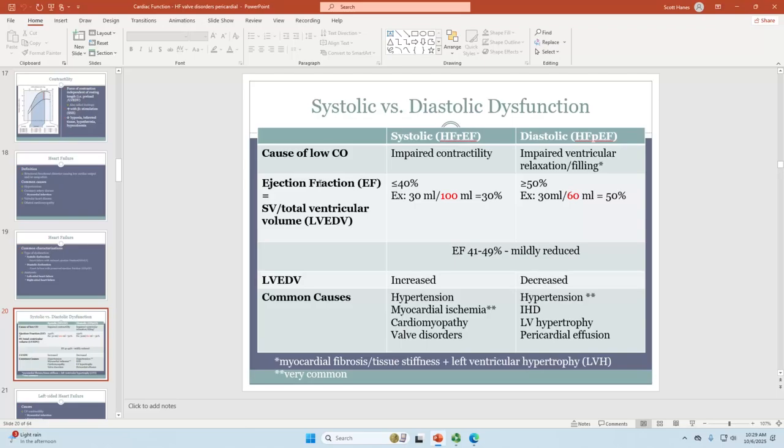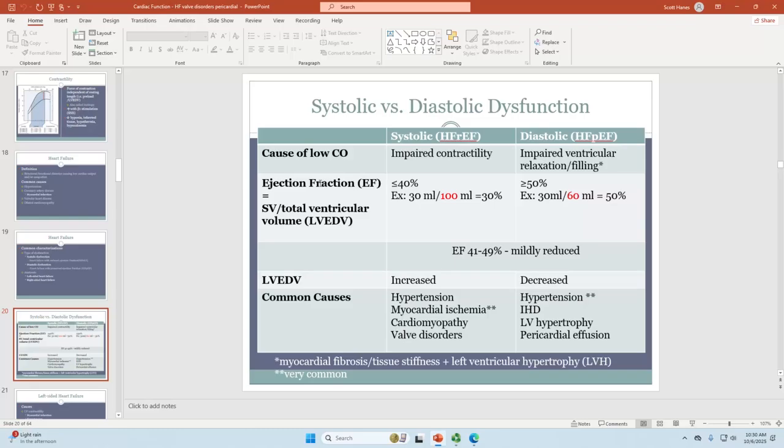Yes? You said for the diastolic dysfunction that the stroke volume will be the same? Yep. In this example, it doesn't have to be exactly the same, but in this example, stroke volume, what's being pumped out by each beat, is 30 mLs. However, the beginning volume in systolic was 100, so it's only pumping out 30%. In the diastolic dysfunction, it's pumping out 30 mLs, but its beginning was 60. So it's able to eject half of its contents, if you will, right?